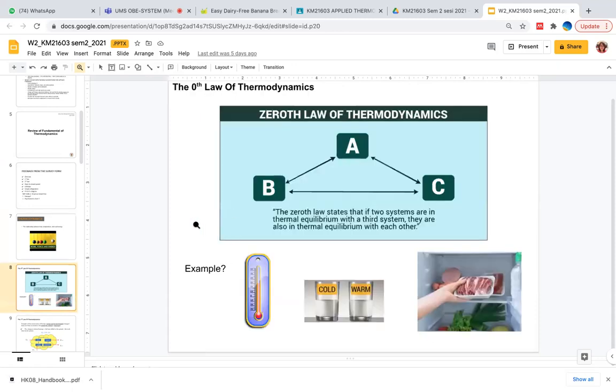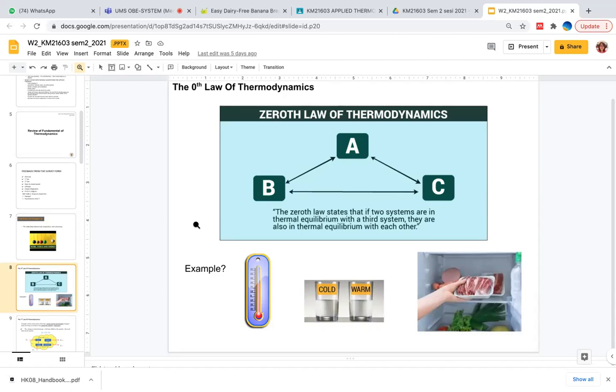What is the first law of thermodynamics? No, the zeroth law of thermodynamics. It's very simple. For example, I put a hot Milo and an ice in the room temperature. So we have three systems here. Room temperature is the surrounding, hot Milo is 1, cold ice is 2. Right, so it will reach equilibrium. The heat from the hot Milo will be rejected to the room temperature to create the equilibrium.